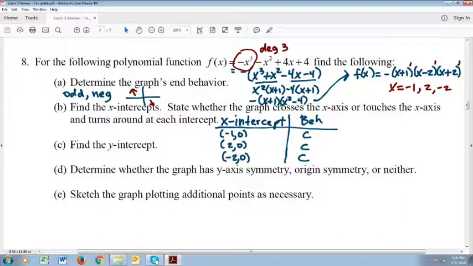The y-intercept's pretty easy here, because if you put in 0 for x, everything zeroes out except for the 4. So we get 0, 4 when we let x be 0.